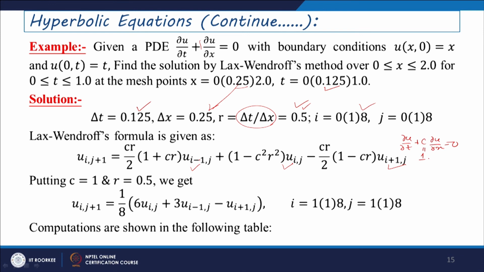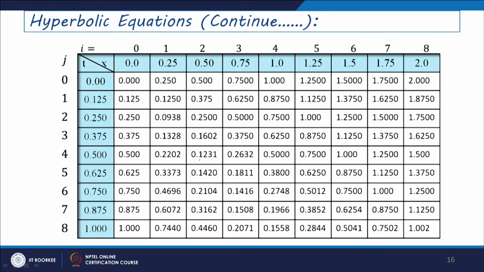So, if we proceed with i varying from 1 to 8 and j varying from 1 to 8, we can get it, since our initial values are given with time increments as 0, 0.125, 0.250 up to 1.0, and x varying with increments of 0.25: 0.25, then 0.5, then 0.75. So, it moves up to 2.0.